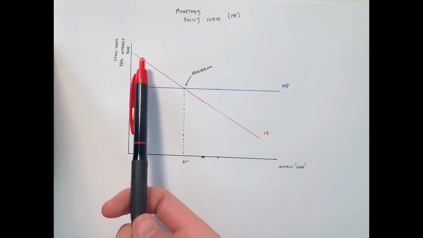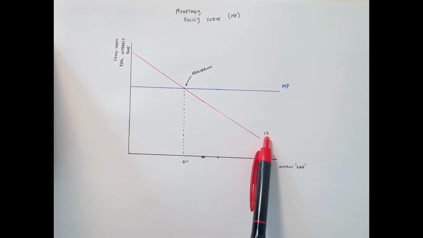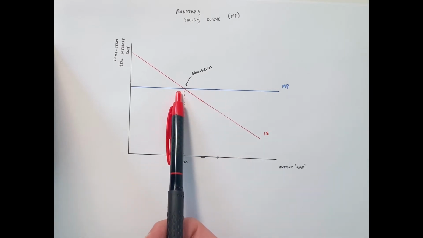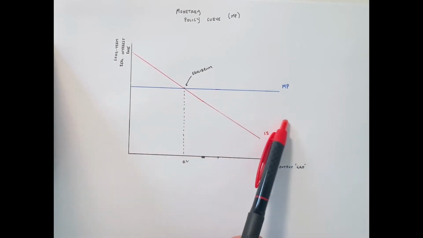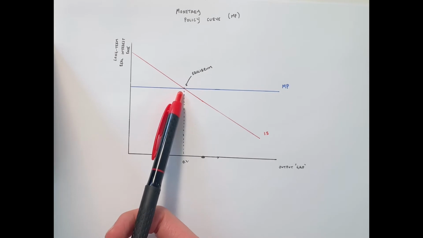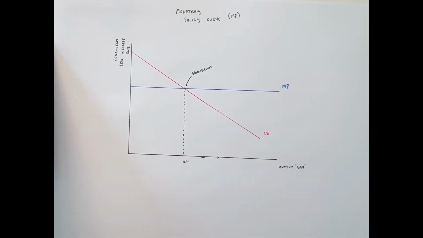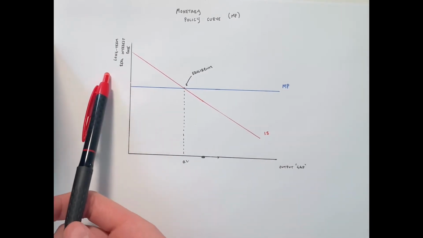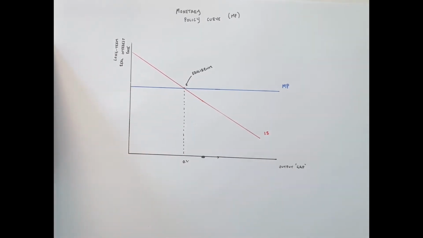So I drew here this red line, which represents the IS curve. And we can see here where equilibrium meets. These curves are often used together to find out the equilibrium of the market. On the x-axis here is the output gap, and on the y-axis, we have the long-term real interest rate.